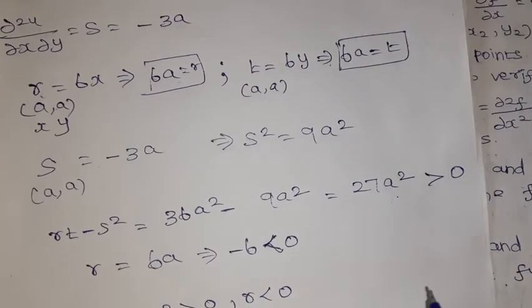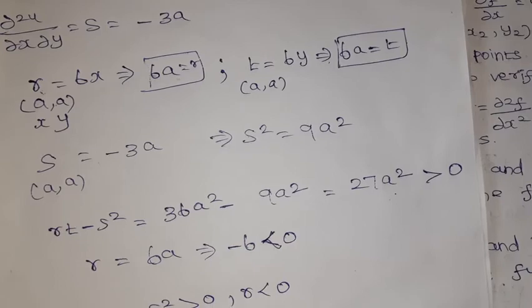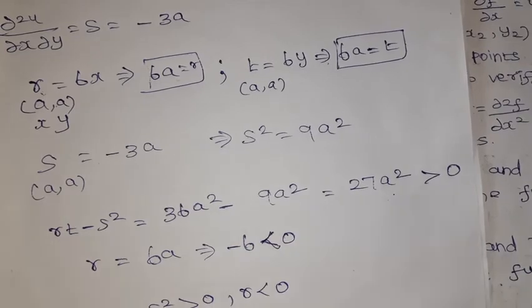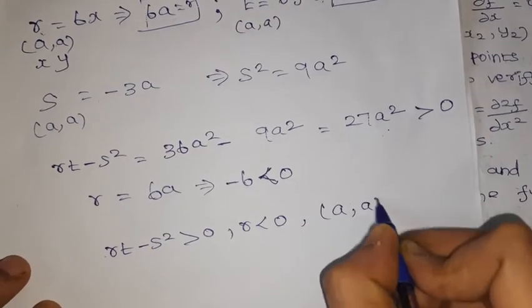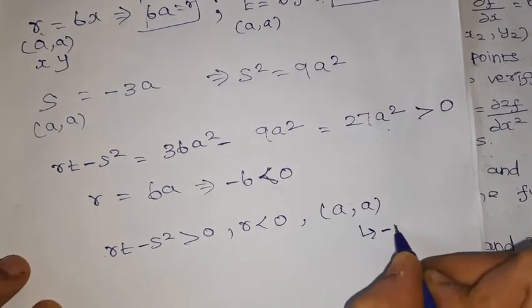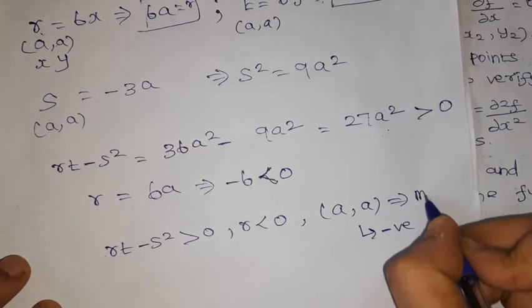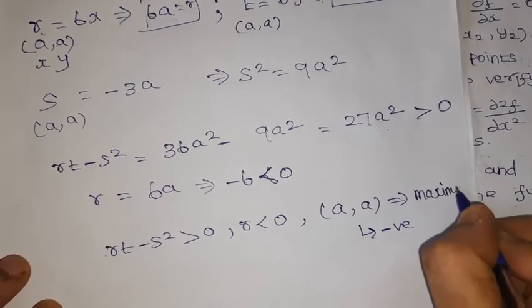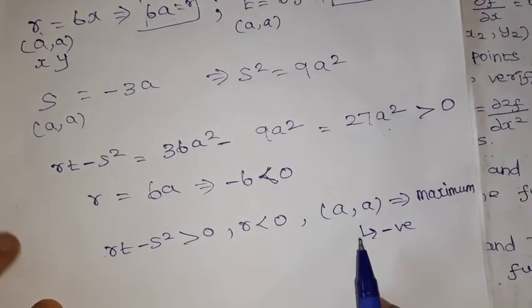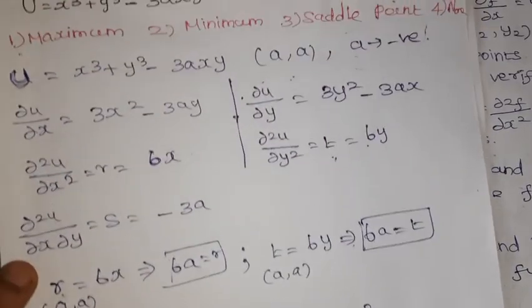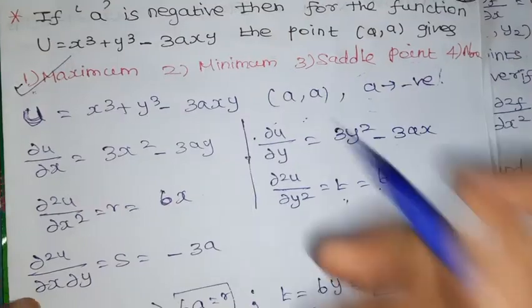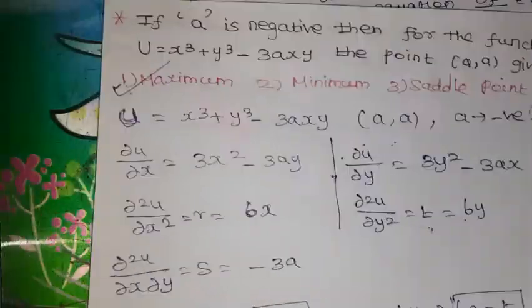If RT minus S squared is greater than 0 and R is less than 0, what is the point? The given point is A comma A, and A is negative. The given point is a maximum point. So for this question, maximum is the right answer. We will move on to the next one.